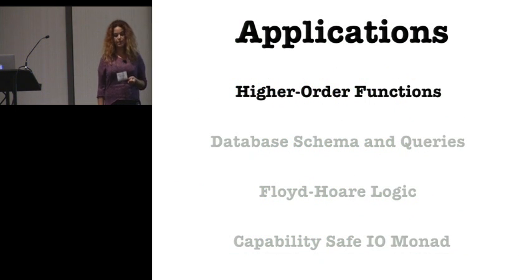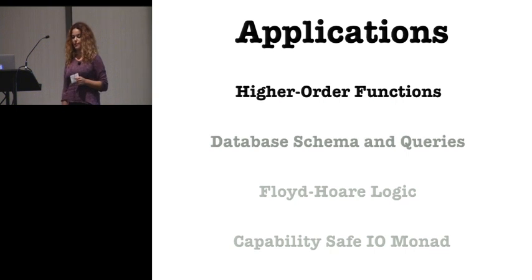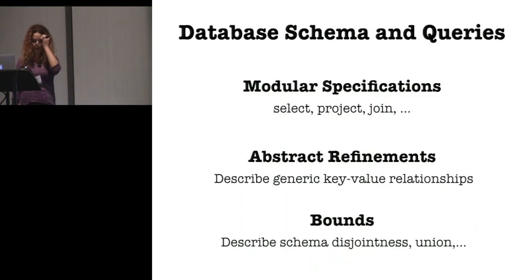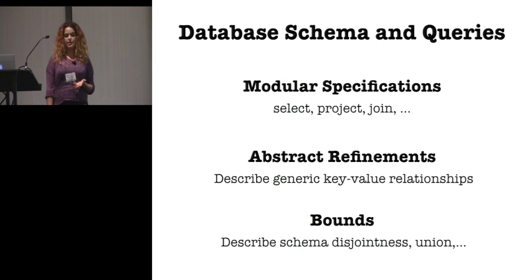So we saw some applications of bounded refinement types to higher order functions. And then we used bounded refinement types to both specify and verify database schema and queries. So our goal was to provide modular specifications for database operators like select, project, and join. And for that goal, we used abstract refinements to describe generic key-value relations. And then we used bounds to describe schema properties on these relations, like disjointness and union.